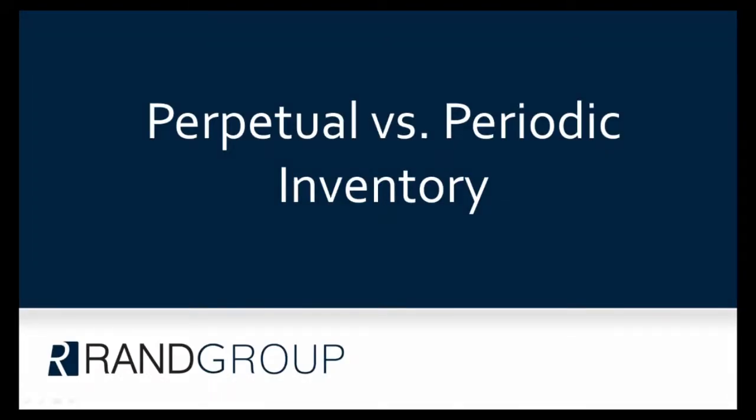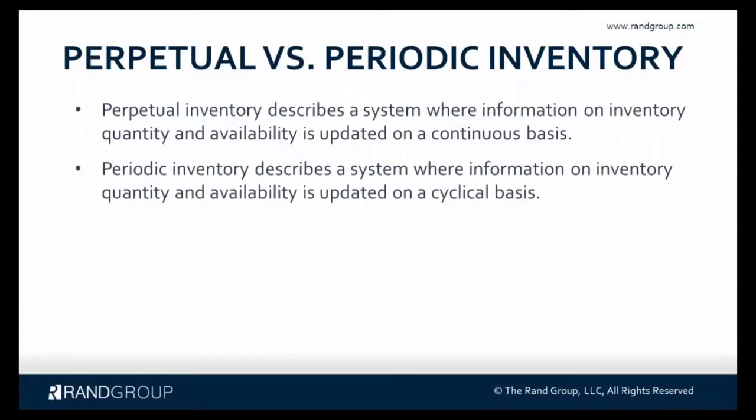Perpetual versus periodic inventory. These systems describe methods of how often inventory is tracked. In a perpetual inventory system, information on inventory quantity and availability is updated on a continuous basis. On the other hand, periodic inventory describes a system where this information is updated on a cyclical basis. On a periodic inventory system, inventory may only be counted once a year.